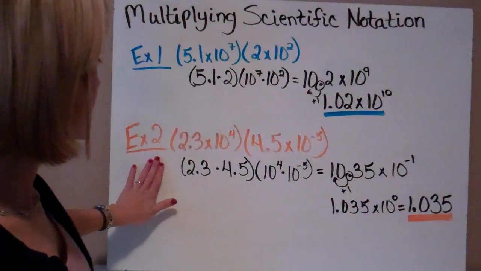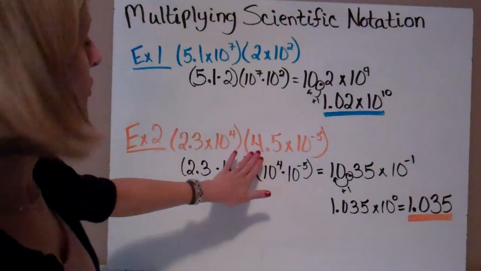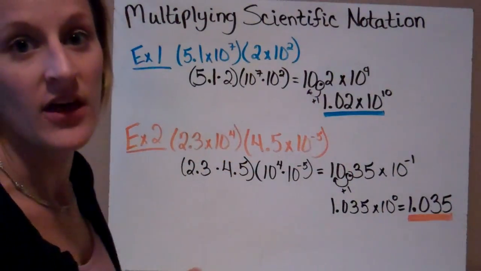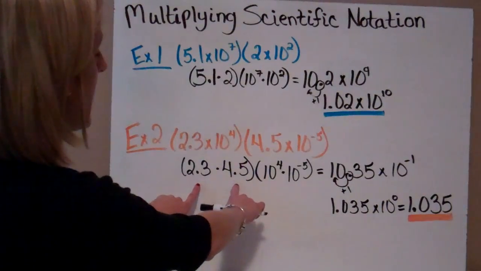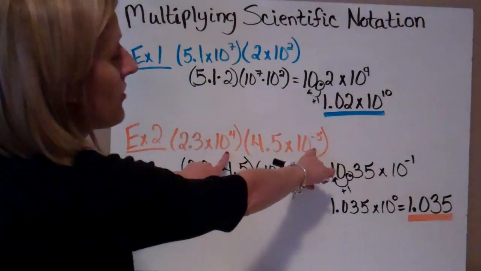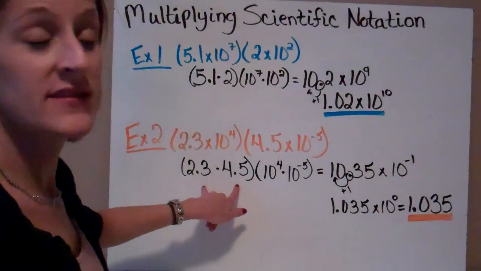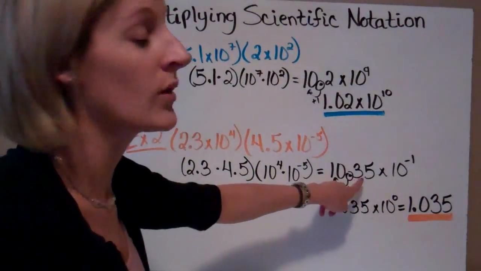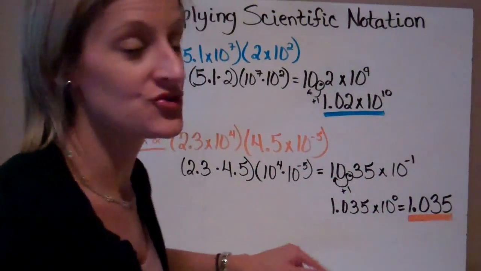Now, my next example, I have 2.3 times 10 to the 4th times 4.5 times 10 to the negative 5th. Okay, my 2.3 and 4.5, multiply them together. Then my 10 to the 4th and 10 to the negative 5th, multiply them together. When I multiply these two numbers together, I get 10.35. Add my exponents, I get 10 to the negative 1st.